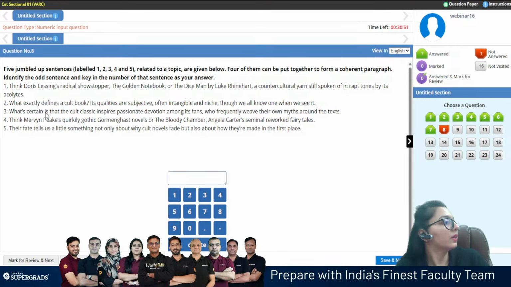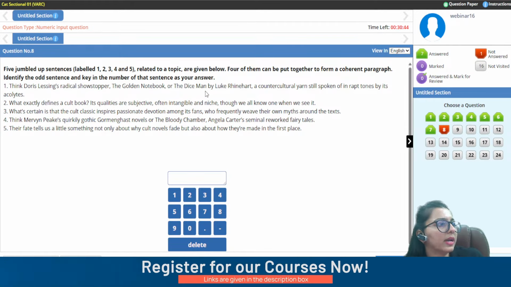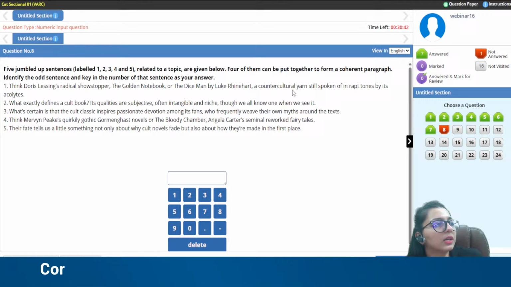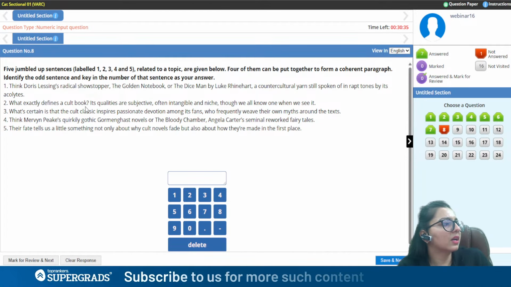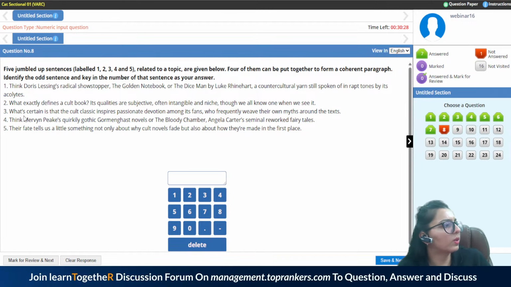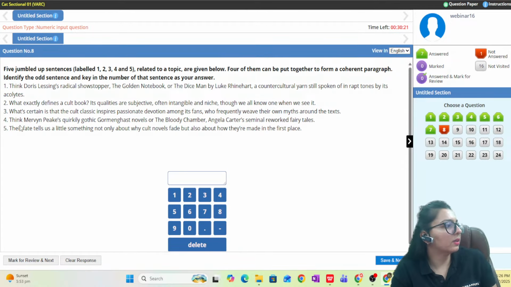Let's see the next now. Again, odd sentences, what I have to find. Think Doris Lessing's Radical Showstopper, The Golden Notebook, or The Dice Man by Luke. A counter-cultural yarn still spoken of in rap tones by its acolytes. What exactly defines a cult book? Its qualities are subjective, often intangible and niche, though we all know when we have seen it. Okay, what's certain is that the cult classic inspires passionate devotion from among its fans who frequently, okay, these have to come together. Think Peak's quirkily gothic.